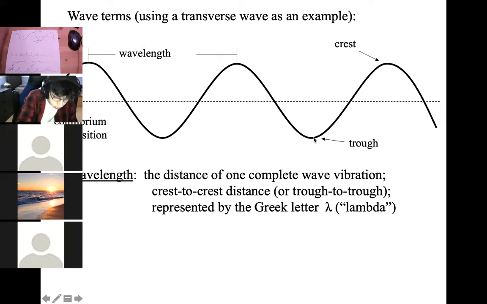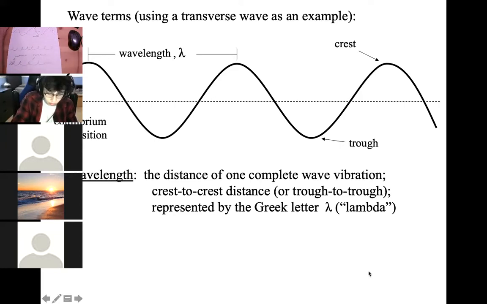Now, we're going to end up having an equation with wavelength in it, and we're not going to use W for wavelength because W is used for other things in physics. Instead, we're going to use the Greek letter lambda, which is shaped kind of like an upside down Y. So lambda is used to represent wavelength.